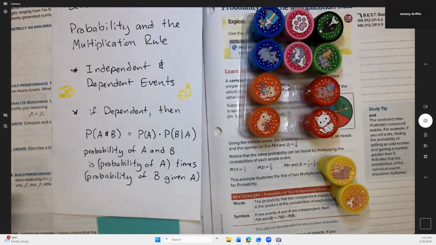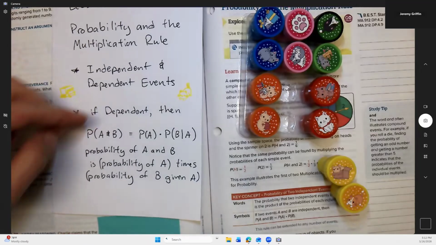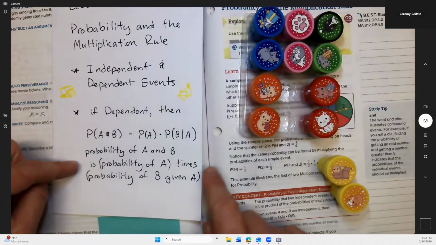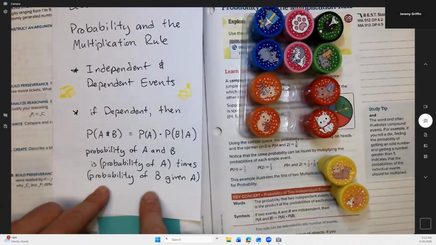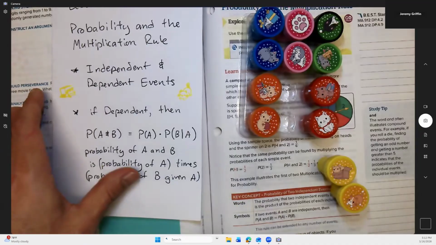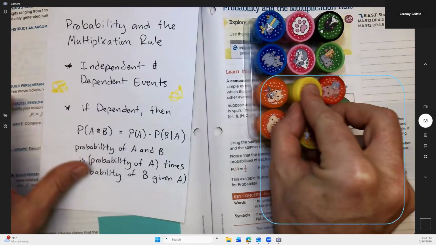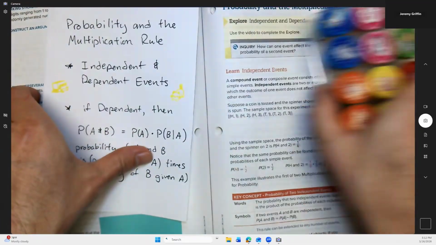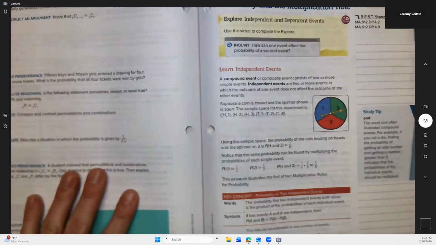Okay, and there's how you read it. Probability of A and B happening is probability of A multiplied by the probability of B given A. That's how you read that notation. All right, so let's jump into book examples. Go through the main examples and then a few from the main chapter.